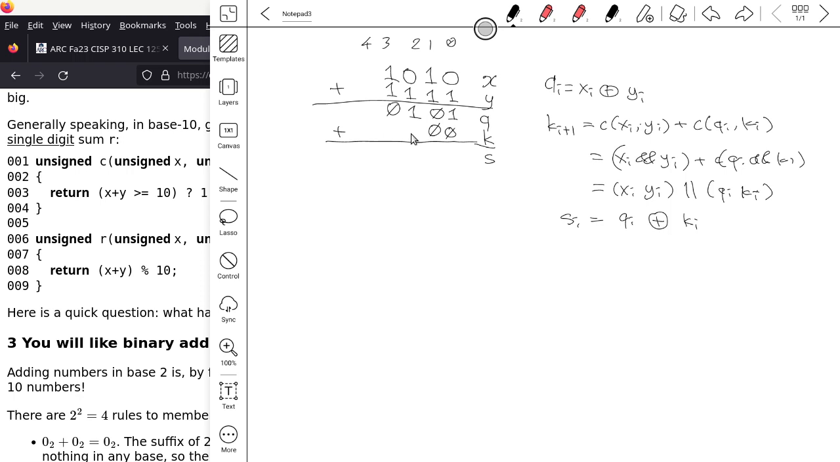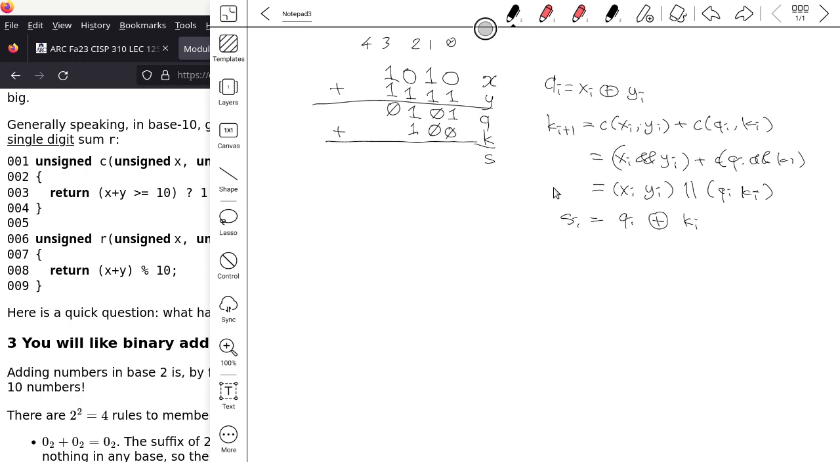So for this position, I is 1, because we need to figure out what is K of 2. So I is 1 in this particular equation here. So we need to look at X1, Y1, and we also need to look at Q1, K1. So can someone tell me what is the conjunction of X1, Y1? It is true, and I can already make a conclusion, because if one side of an OR is a 1 already, then the OR is going to be a 1.